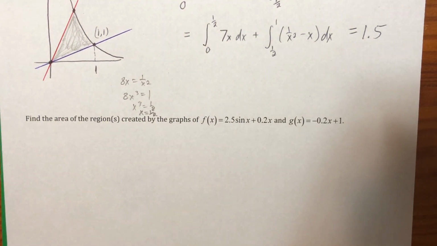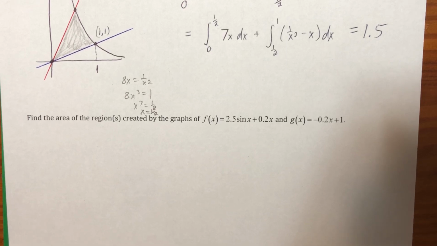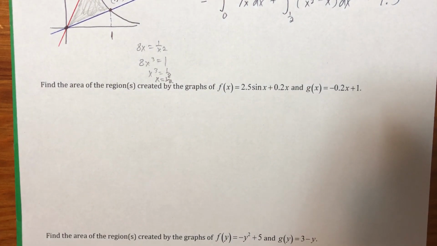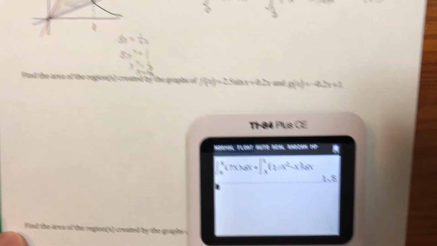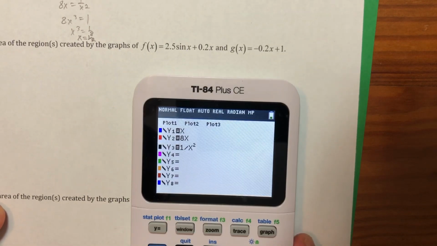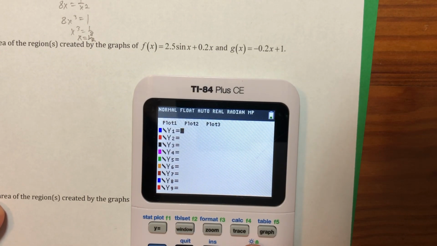Okay, woo! Now we get some tricky ones here. I'm not going to draw this one much. I might a little bit. Find the area of the regions created by the graphs of this one, and I put this one in for a reason. I've really engineered this one to look a certain way. So y equals, and we're going to type them in. Let's clear out what we have. And let's see what we get.